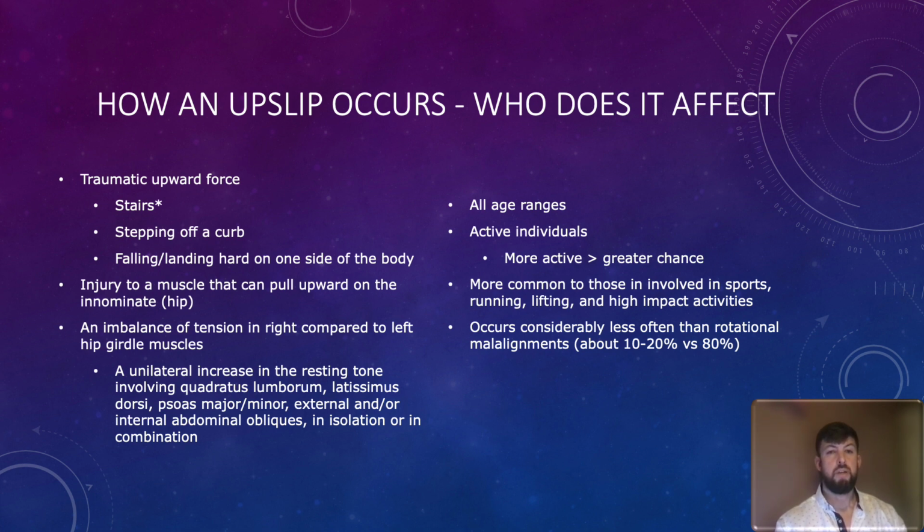An upslip can affect all age ranges, with the more active having a greater chance of getting an upslip versus the less active. They're more common in people who are involved in sports, running, lifting, or high impact activities. And it occurs considerably less often than rotational malalignments such as anterior or posterior rotations.